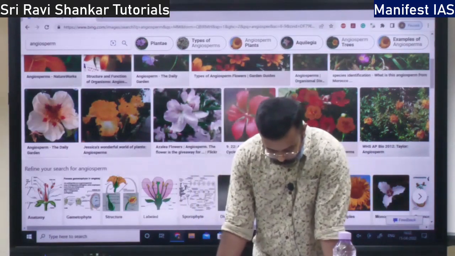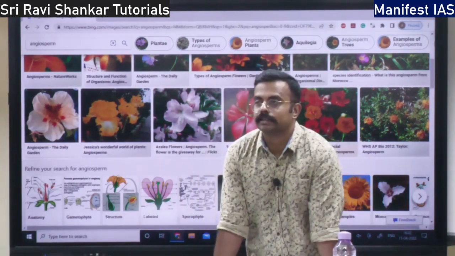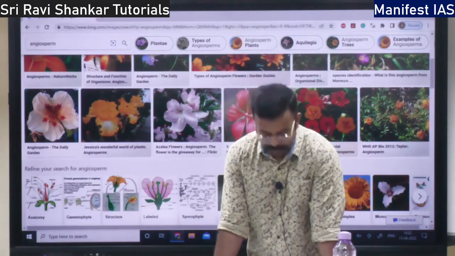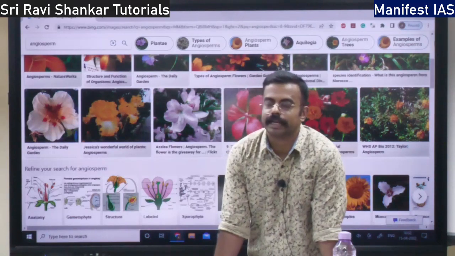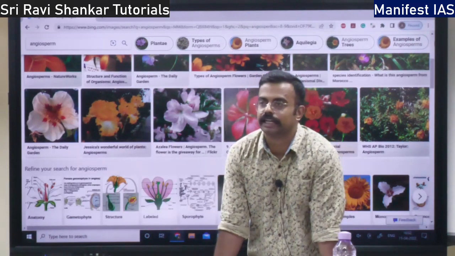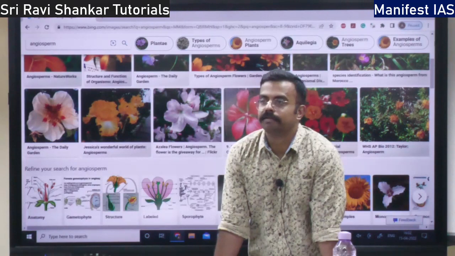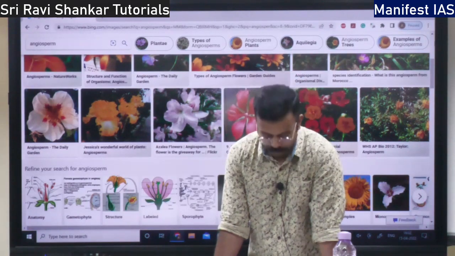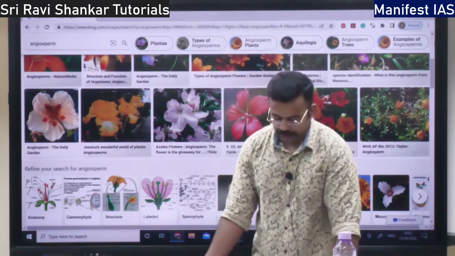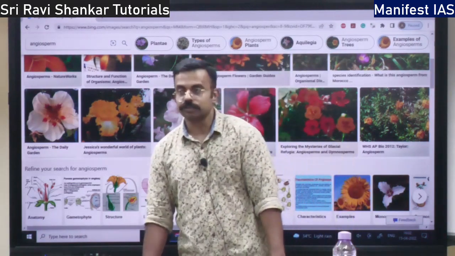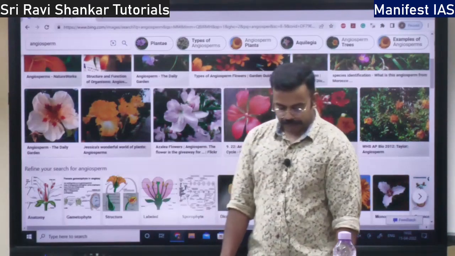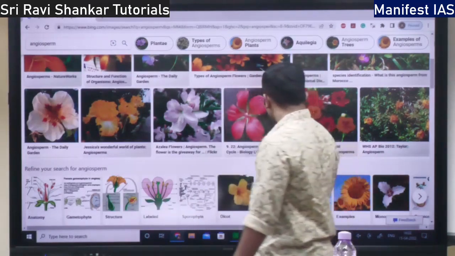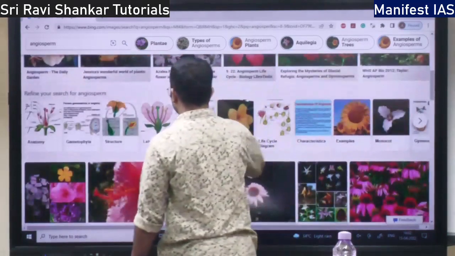Okay, so angiosperms, they are closed-seeded, just like your mango. They are well-developed plants, and there can be differentiation. You can differentiate the roots, leaves, petals, stem, ovule, stigma, all those things. So they have flowers. They have ovary, stigma, style, and all those things. The classic example is this.